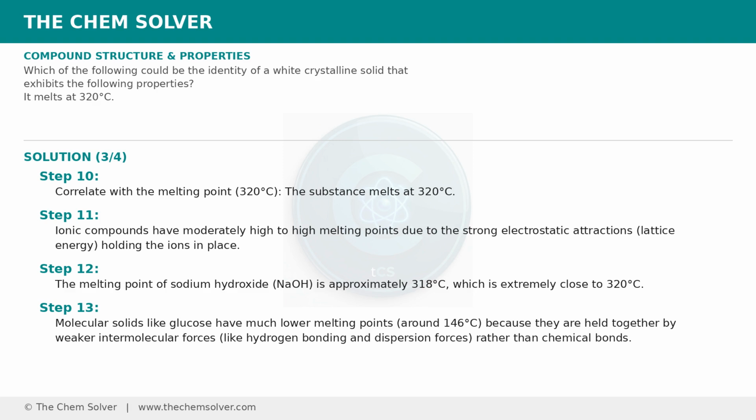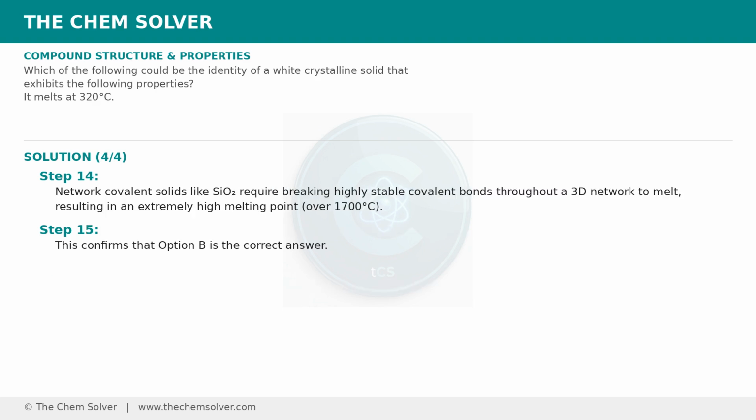degrees Celsius. Molecular solids like glucose have much lower melting points, around 146 degrees Celsius, because they are held together by weaker intermolecular forces, like hydrogen bonding and dispersion forces, rather than chemical bonds. Network covalent solids like CO2 require breaking highly stable covalent bonds throughout a 3D network to melt, resulting in an extremely high melting point, over 1,700 degrees Celsius.